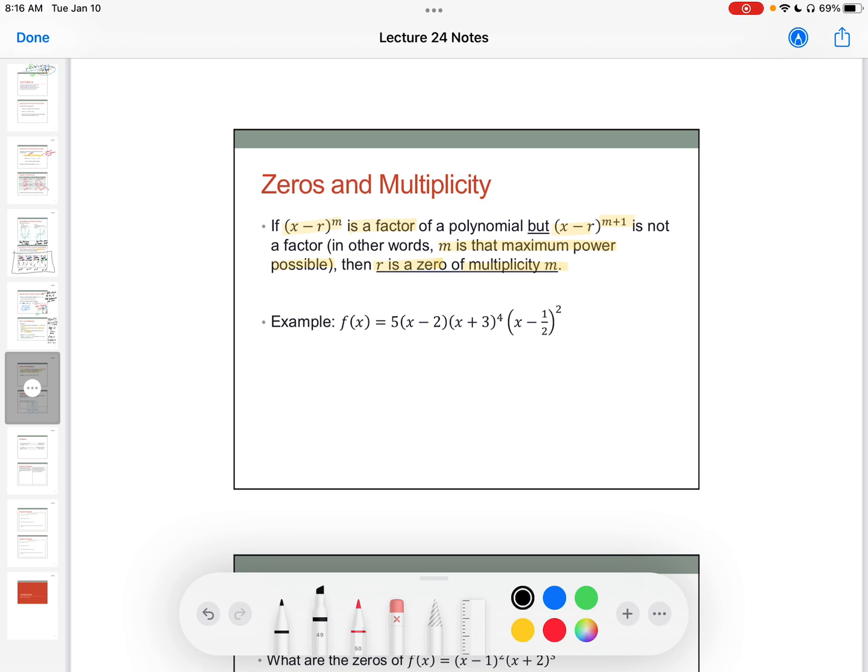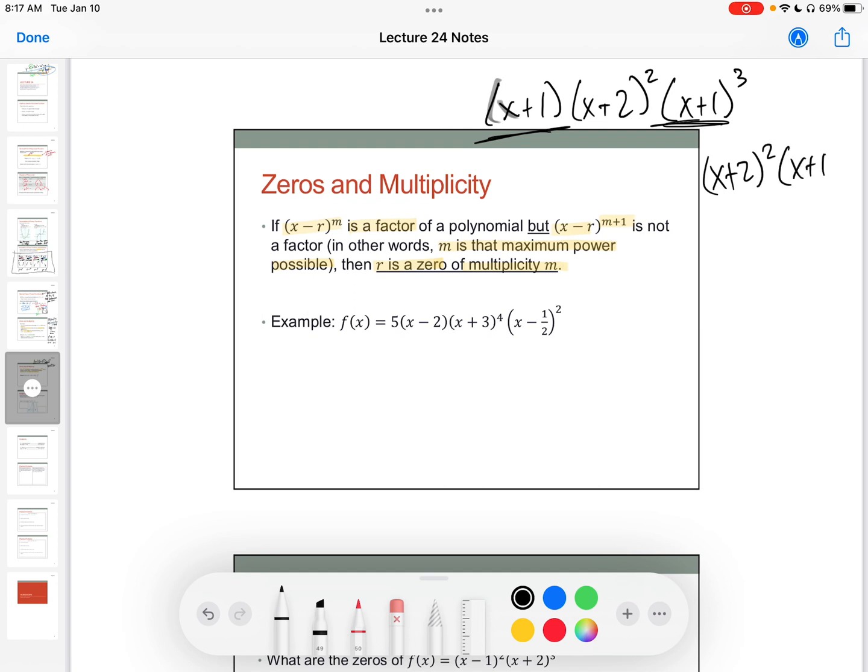All this is saying is that if I have an x plus 1 and an x plus 2 squared and an x plus 1 cubed, all that this rule is saying is I need to make sure that all of my x plus 1s are put together before I say what the multiplicity is. So I would need to make this an x plus 2 squared and an x plus 1 to the 4th power before I talked about their multiplicity.